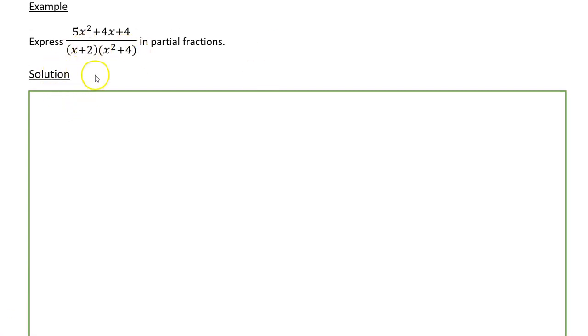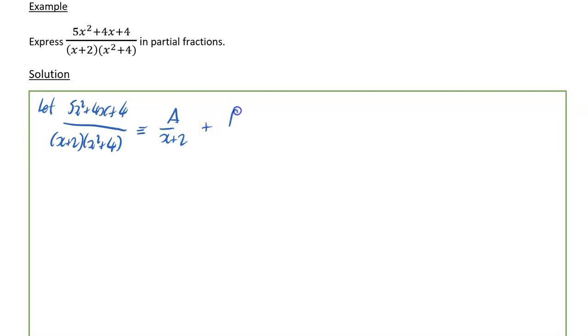So we have 5x squared plus 4x plus 4, all over x plus 2 times x squared plus 4, and it has to be expressed in partial fractions. Your first step is to say let 5x squared plus 4x plus 4 all over (x plus 2)(x squared plus 4) be identically equal to A over x plus 2, plus the non-reducible factor x squared plus 4, so it's Bx plus C over x squared plus 4.